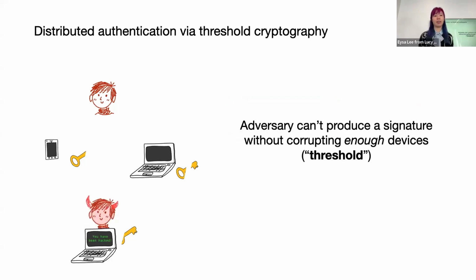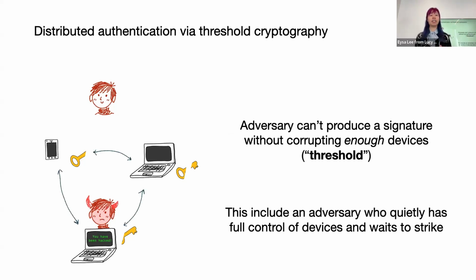That thing I was talking about, the T of N, we call the threshold. The value T is a threshold. We're saying that an adversary cannot produce a signature without corrupting enough devices, without corrupting some threshold number of devices. If the adversary only corrupts this single computer right here, they can't produce an output. This even includes an adversary who sits around on this computer and can fully control it. Maybe she's waiting to strike. She still should not be able to produce an output, even if she's actively contributing.